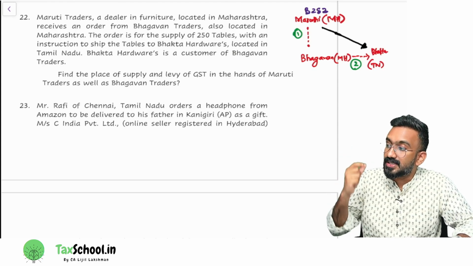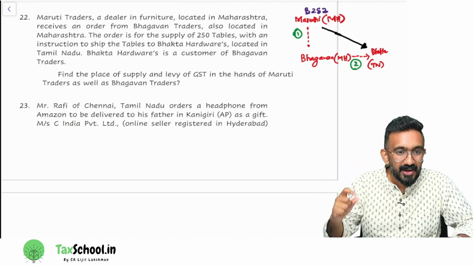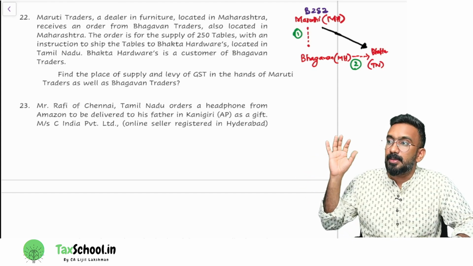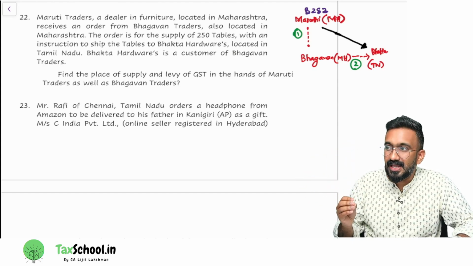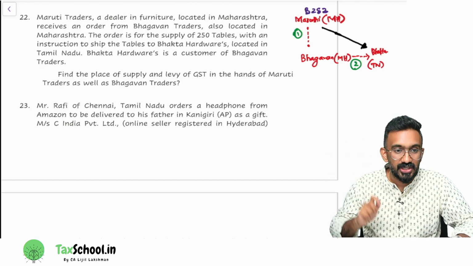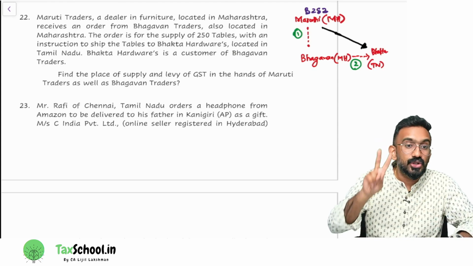Principal place of business of the party giving instruction. Who gave the instruction to Maruti Trader to supply to Bhakta Trader? It will be Bhagavan Trader. So the first supply, what will be the place of supply? 10.1b. It will be Maharashtra. It will become what supply? Intra-State supply.